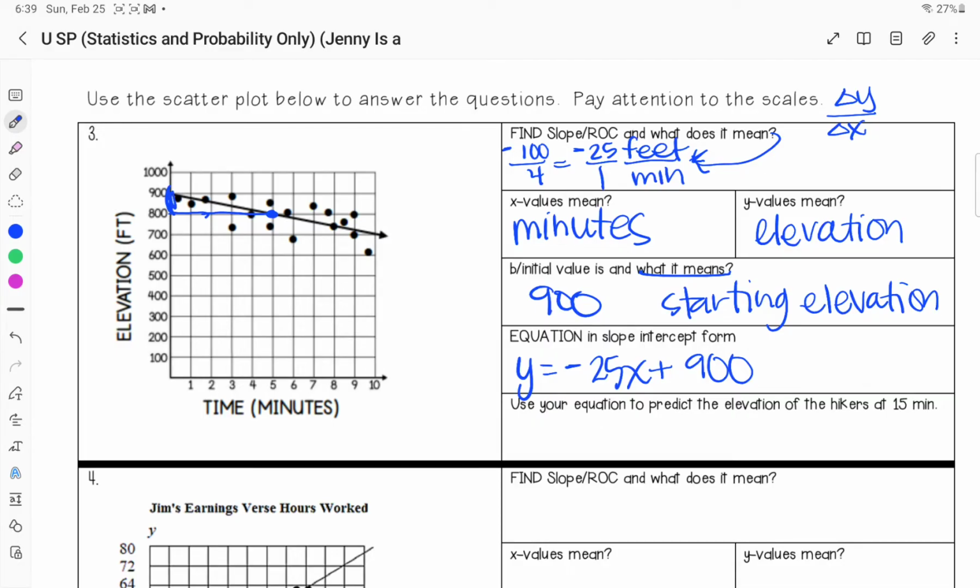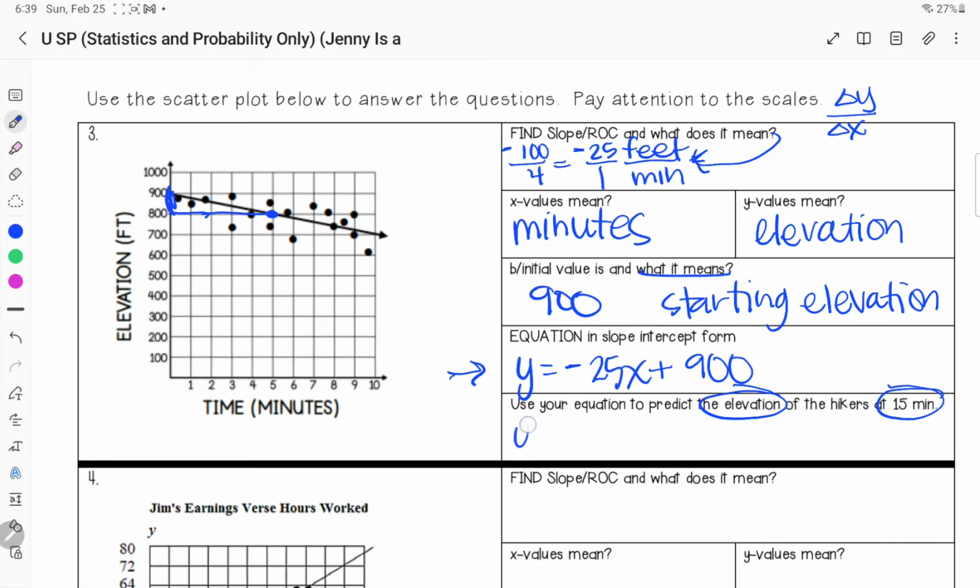So here's where their prediction comes in. Now that we have our equation, and we've done similar to this before, but the reason this is a prediction is because it's a line of best fit, not perfect fit. This says, predict the elevation. Well, which one represented my elevation, my x's or my y's? In this case, it's my y's. So predict the elevation the hikers would be after 15 minutes.